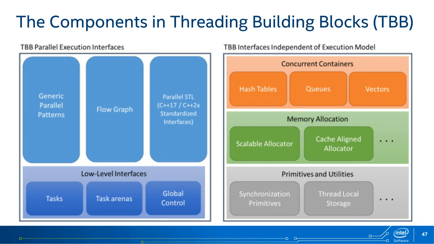In conclusion, TBB is a set of building blocks that can be used to simplify the expression of parallelism in your application, to take advantage of the available resources, the multiple cores you have in your platforms. It provides this through a set of high-level parallel execution interfaces that are built on a shared set of low-level interfaces that allow them to be composable with each other and to get high performance, and then also a set of interfaces that are independent of the execution model, like the containers and scalable memory allocator that I discussed here.